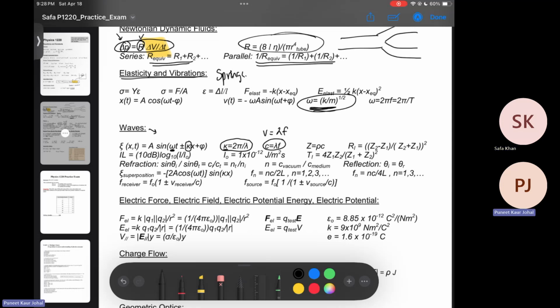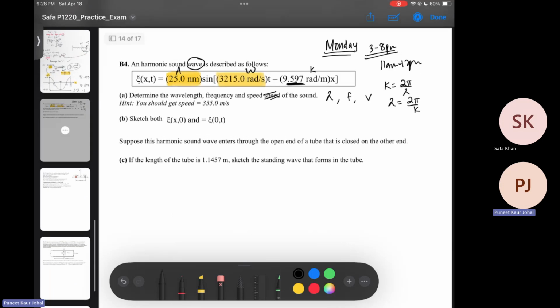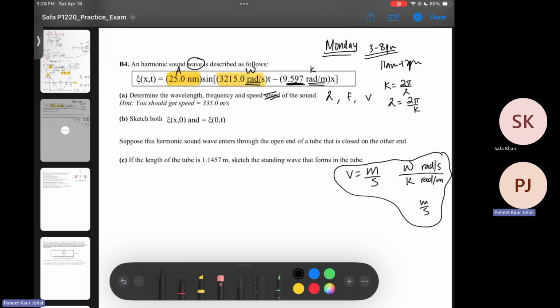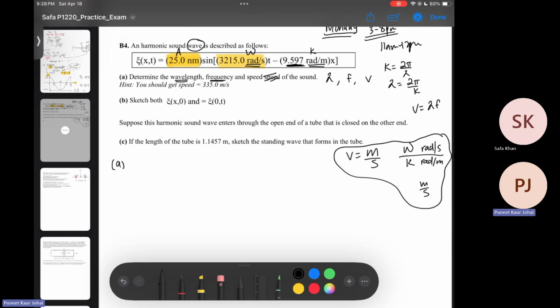The other way is you could play around with your units. If you really think about it, this is radians per second, and this is radians per meter. Speed is meters per second. So if you divide your radians per second by k, which is radians per meter, you get your answer in meters per second. That's a unit play on the stuff that's given to you. You can also use v equals lambda f, because you will have your frequency and wavelength already. So for part A, you can do your wavelength using this formula. You have all the numbers.